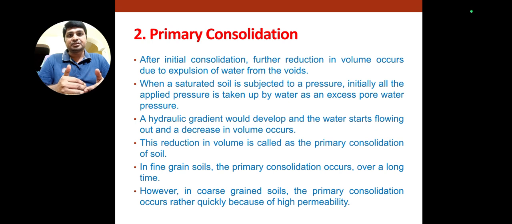The reduction of the volume occurs due to expulsion of the water. When a saturated soil is subjected to pressure, initially all applied pressure is taken up by the water as excess pore water pressure. Here the hydraulic gradient would develop and the water starts flowing out, and a decrease in volume will occur. The reduction in volume is called primary consolidation.